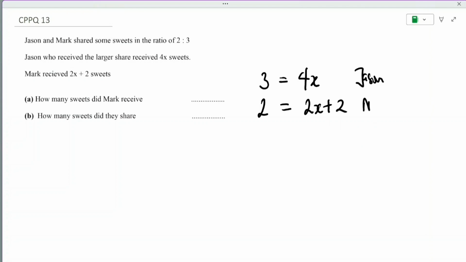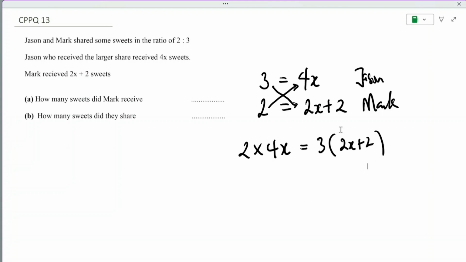This is for Mark, so you can write Mark here. So like in the previous question, we cross and multiply. You take 2 times 4x on one side, 2 times 4x equals, on the other side, you have 3 times 2x plus 2. 3, open bracket, 2x plus 2. You should be careful here. This is one entity. And since this 3 is multiplying the entity, it affects both the 2x and the plus 2. We have 2 times 4x. That will give you 8x equals, like I said earlier, this 3 affects both the 2x and the plus 2.